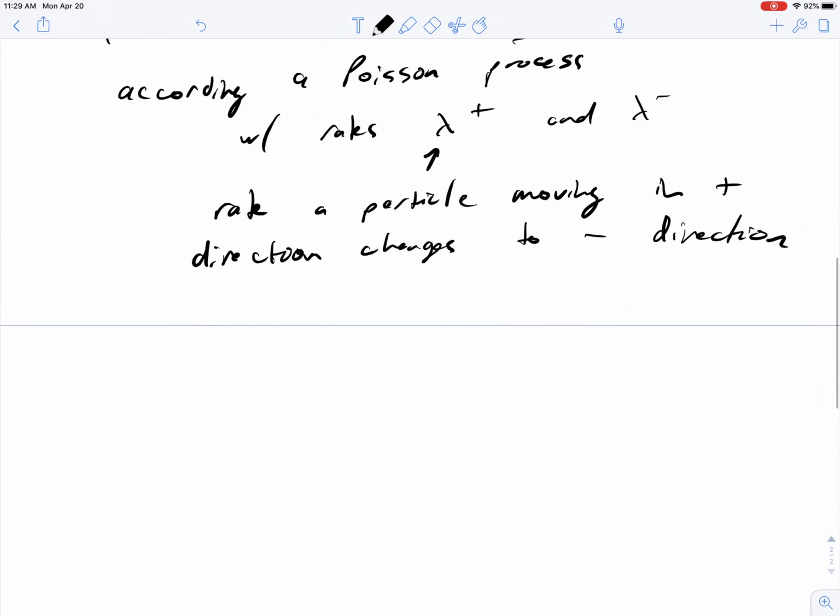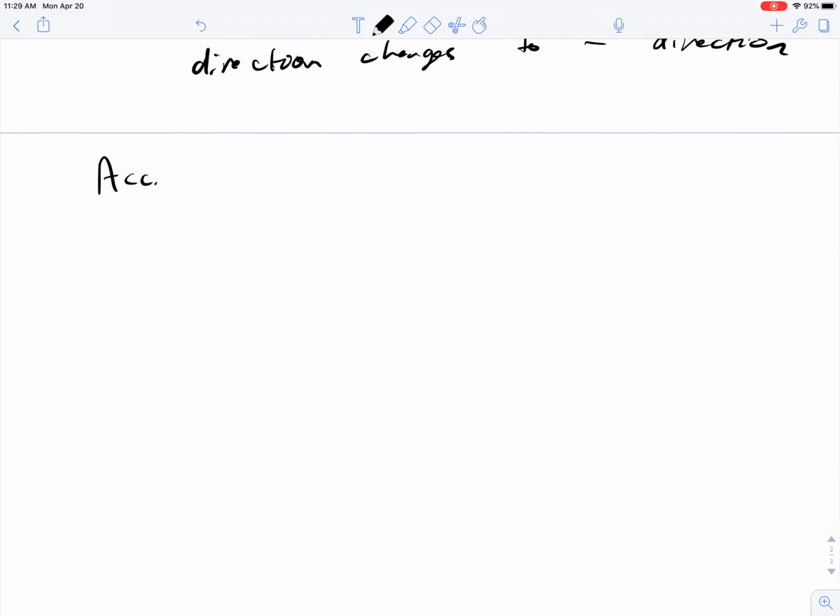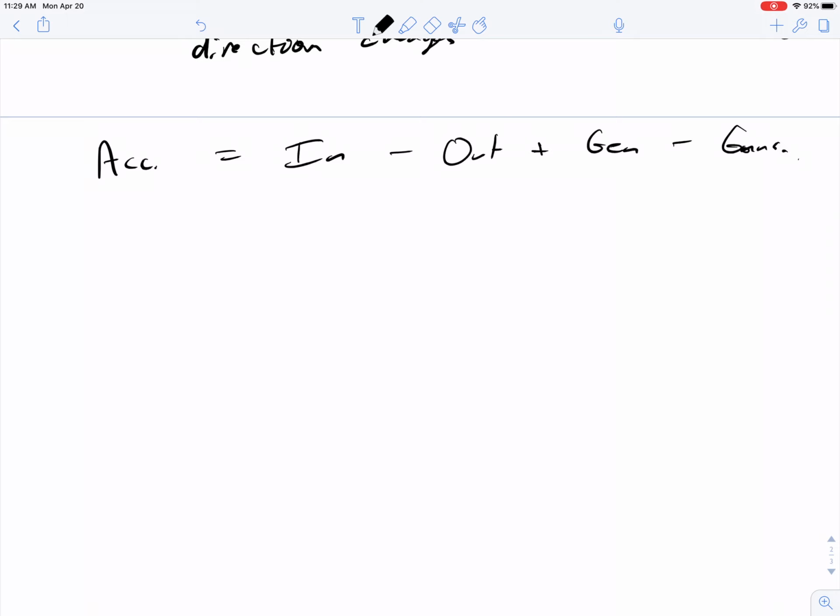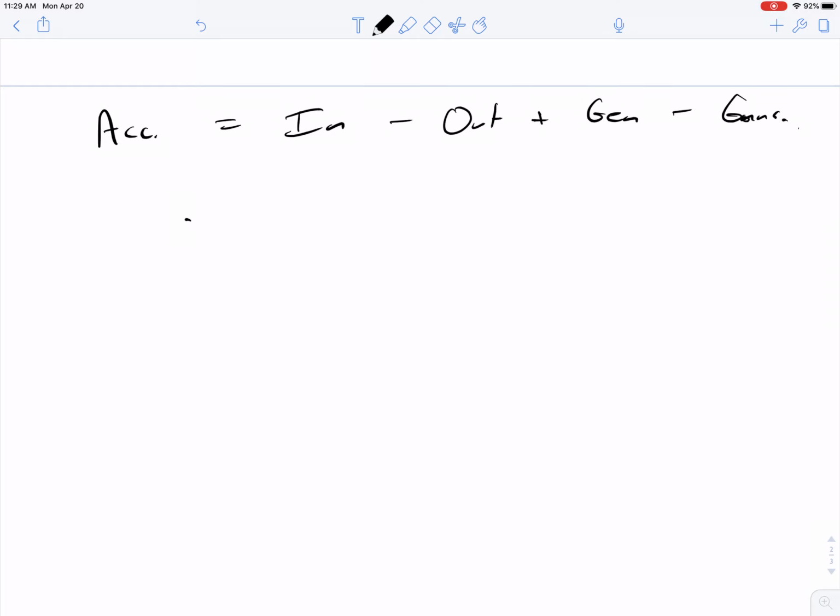So if we take our standard accumulation equals in minus out plus generation minus consumption balance to this, we get two equations for the movement of these particles. Because things are moving in space and time, we have to account for that. So we have the partial of the particle density moving in the plus direction with respect to change in time. So what is this distribution doing? Recall P plus, the density, can depend on both the position and the time.